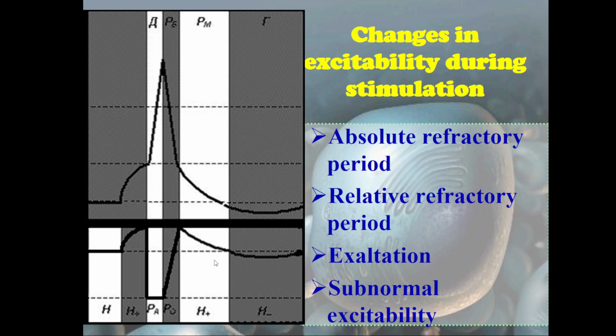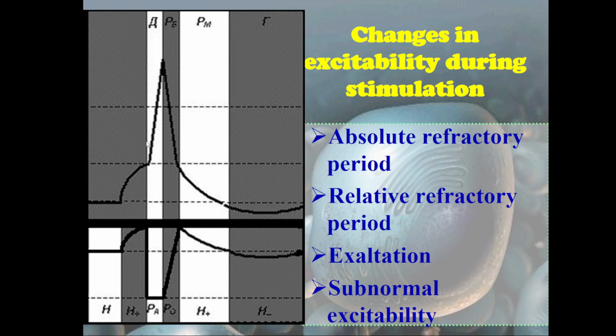This is the second exaltation phase, or supernormal excitability. Hyperpolarization will decrease the ability to be excited, and this period is called subnormal excitability. And then when the resting membrane potential is recovered, it will again be normal excitability.